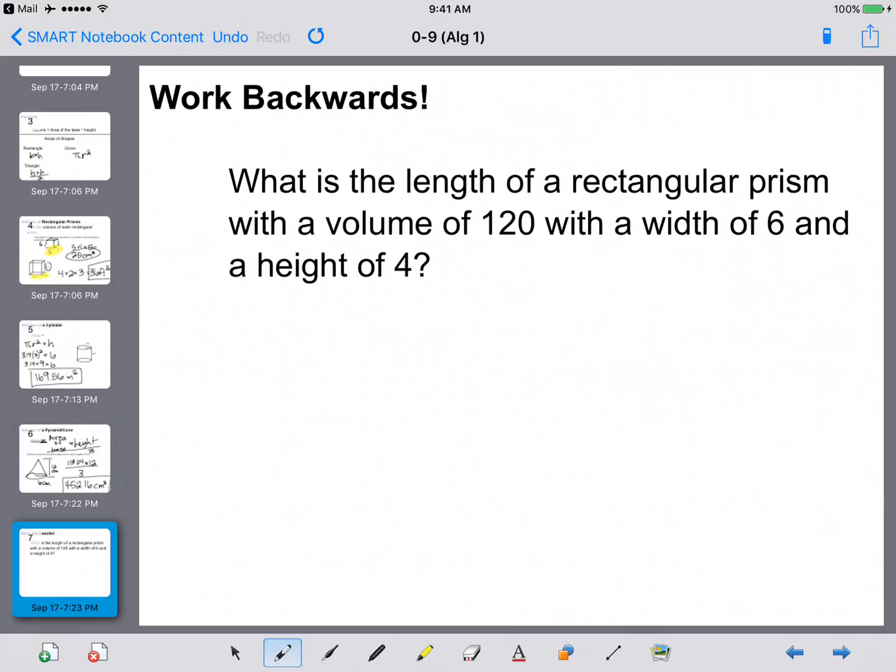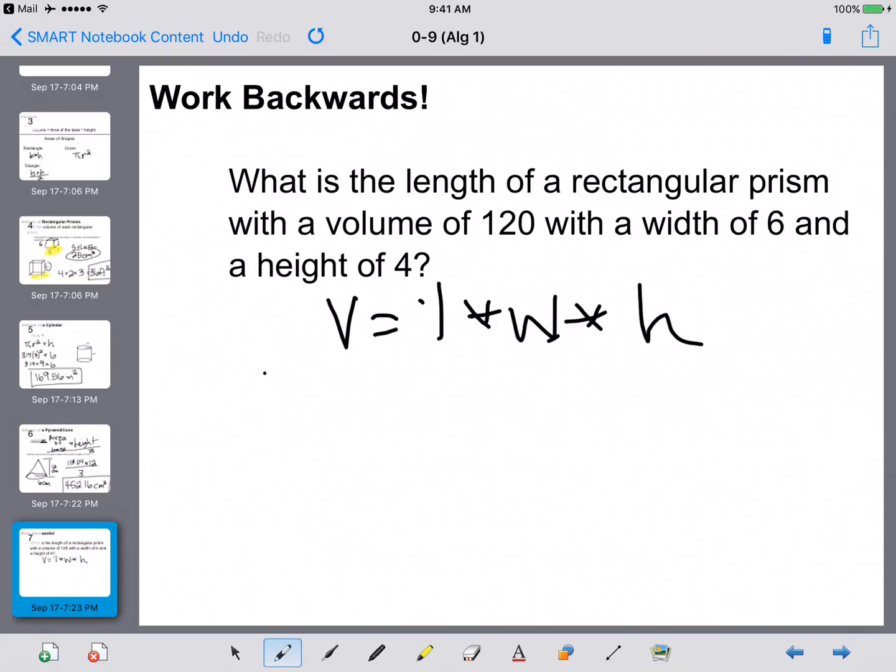Now we've got to work backwards. What is the length of a rectangular prism with a volume of 120 with a width of 6 and a height of 4? So first things first, let's write out what our equation is. So volume equals the area of the base, so it's a rectangular prism. So base times height, right? And then times our height again. So instead of base and height, we're going to use length times width. They're interchangeable. So the length times the width times the height.